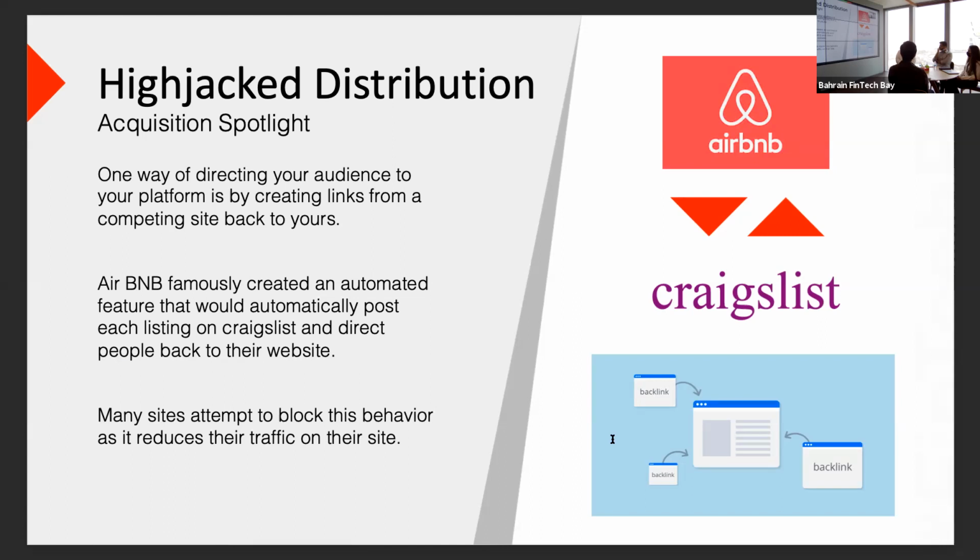What did Airbnb do? They wrote code on their website, so every time they add a new property or a new place for rent on Airbnb, automatically it creates a post that a bot goes and posts on Craigslist. It goes to their competitor and posts the same ad on Craigslist, but the link links you back to their website.